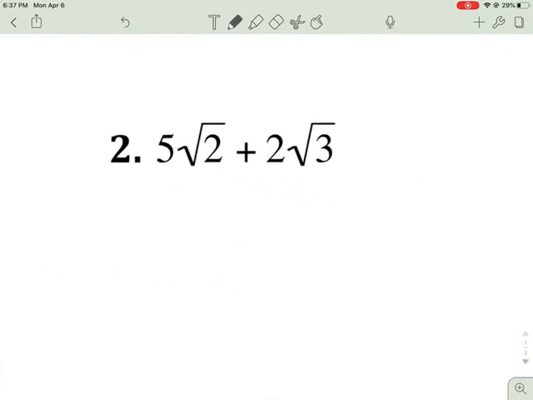They're both square roots, but one's the square root of 2 and the other is the square root of 3. There's nothing we can do here. This has already been simplified.